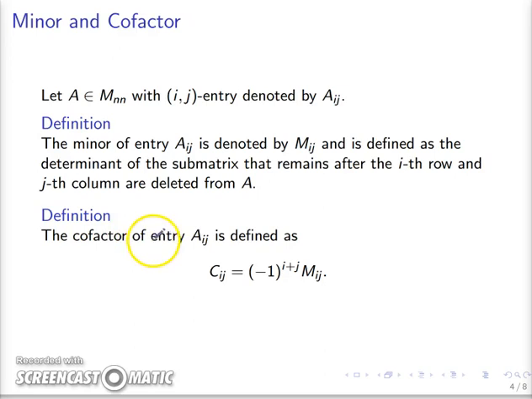Another definition we need is that of the cofactor of an entry A sub ij. The cofactor is denoted by the letter C, and it is a multiple, minus 1 to the power i plus j. So this is either going to be -1 or +1, multiplying the minor corresponding to the ij entry of the matrix.